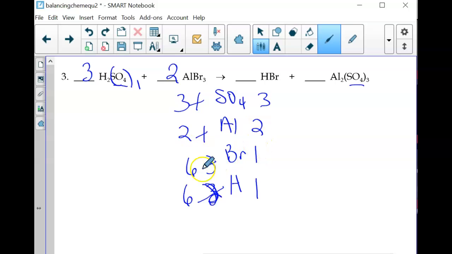Okay, aluminums look good, bromines do not. I have 6 and 1, so I got to put a 6 in front. So 6 in front here makes my Br go to 6 because remember there's a 1 there. But it also makes my hydrogen go to 6, and now we're balanced. With a 3, 2, 6, 1, 3, 2, 6, 1, we're balanced. Questions about number 3?